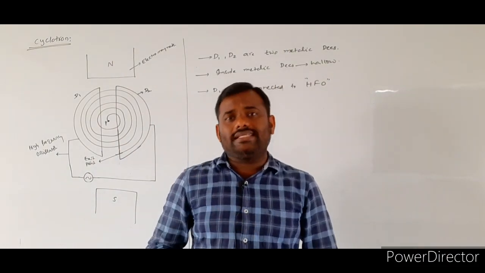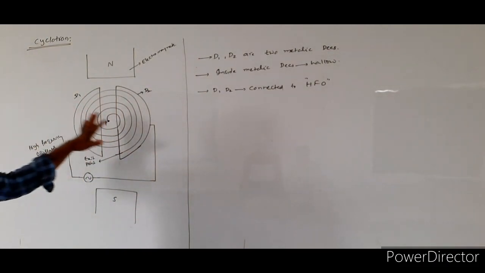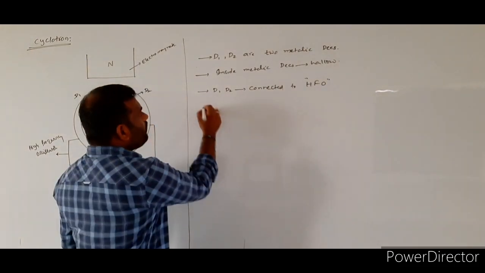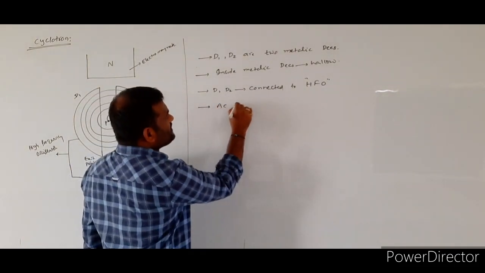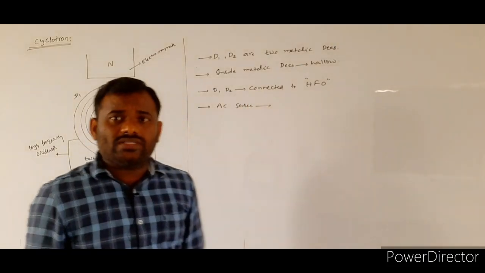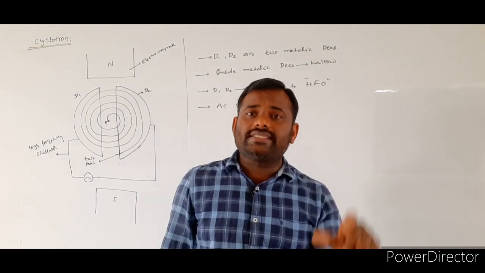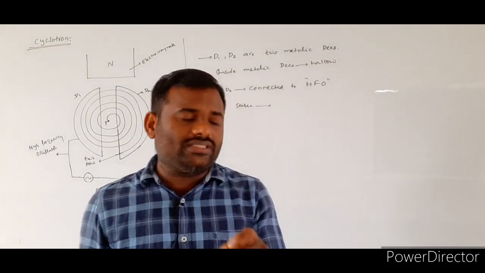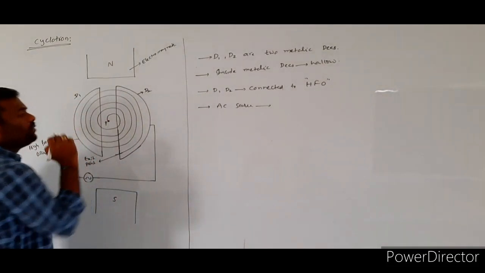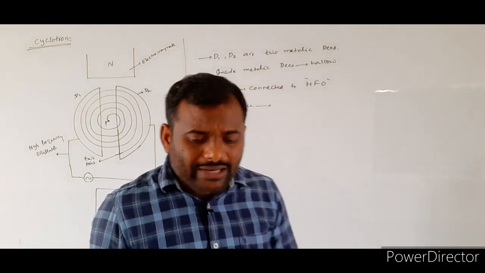So one AC source is considered. To that AC source, we connected a metallic disc D1, and D2 will be connected. So here we are choosing an AC source, which means its direction will be continuously changing. Now, in between the two Ds, we place a particle P.